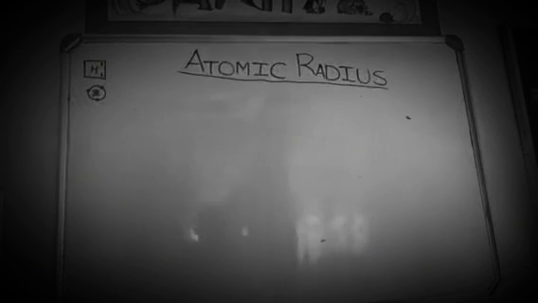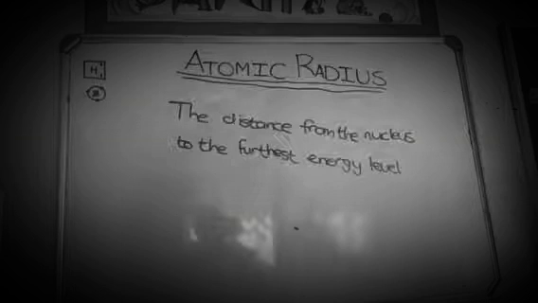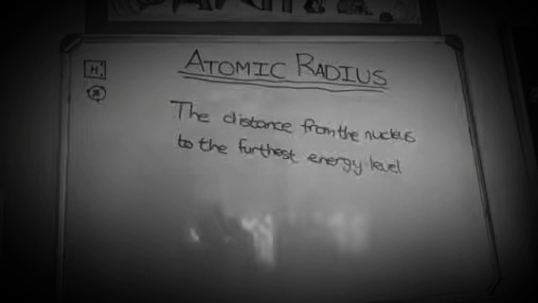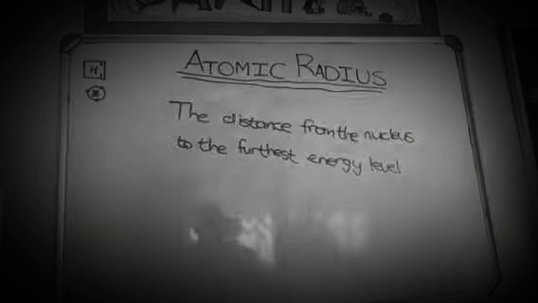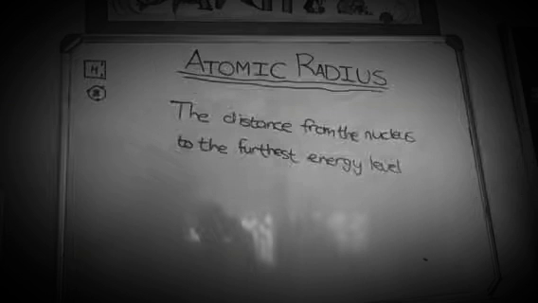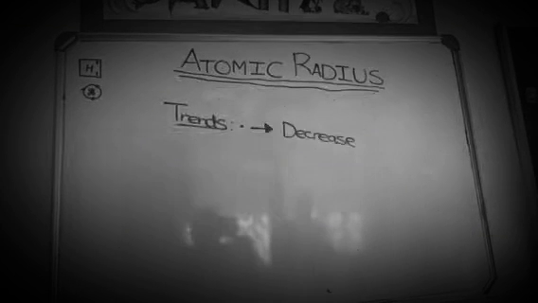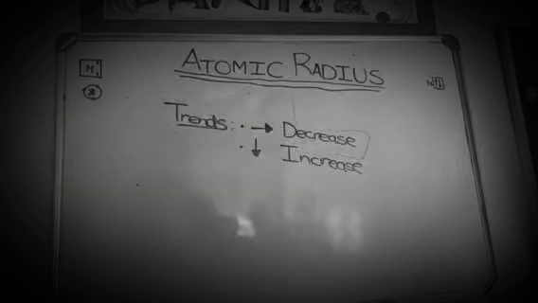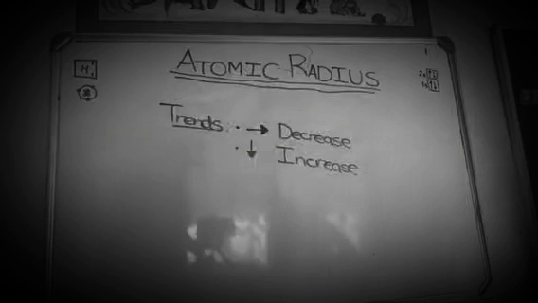First, we will look at atomic radius. The atomic radius of an atom is the distance from the nucleus to the outermost energy level. To measure it, you take half the distance between the nuclei of two identical atoms bonded together. Atomic radius decreases from left to right in a period and increases from top to bottom in a group.